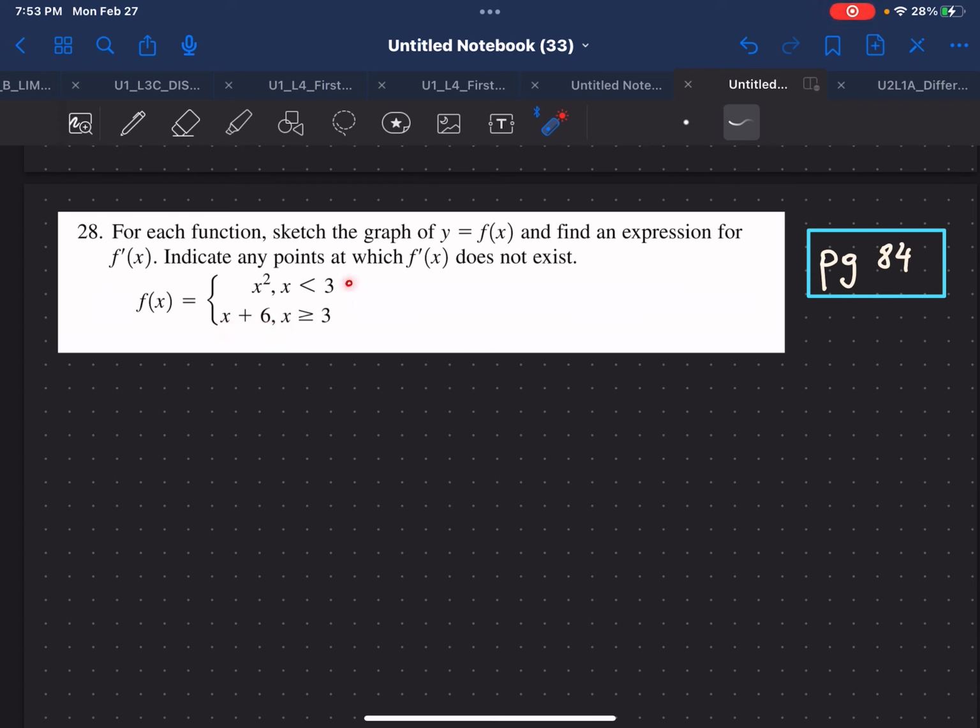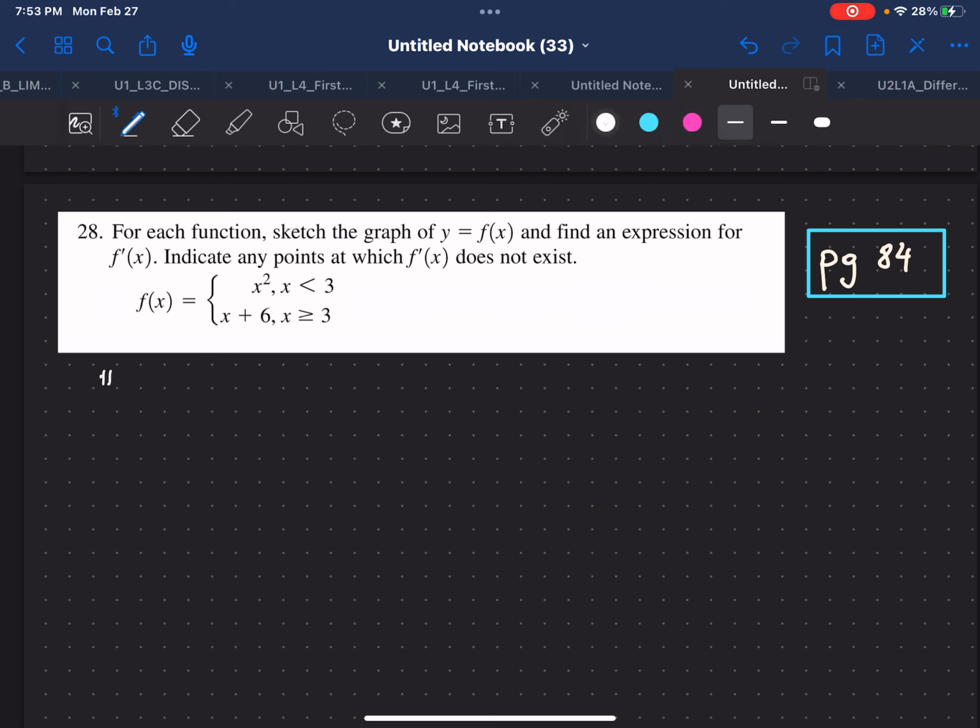As you see here, both pieces are polynomial functions, different degrees, and we know that polynomial functions are differentiable for any real number x within their domain, which means that x squared will be differentiable at any x value less than 3, and x plus 6 is differentiable for any x value bigger than or equal to 3. Now, the point in question here would be x equals 3, because this is where one piece ends and the other one starts. So we know that there are two conditions for a function to be differentiable at a point.